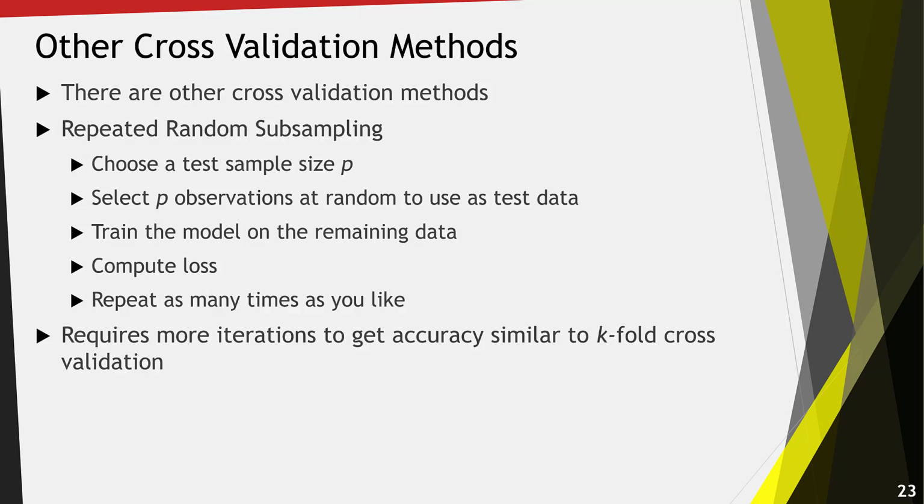Another alternative is repeated random subsampling. In this method, you're again going to choose a test sample size of p. You'll randomly select p observations to use as test data, and then train the model on the remaining data, compute the loss function on the p observations you held out. Unlike leave p out cross-validation, you don't repeat this for all possible combinations, you just repeat as many times as you would like. Repeated random subsampling is a somewhat computationally attractive method, but it requires a lot more iterations to get the same accuracy as k-fold cross-validation, which is why k-fold cross-validation is generally the preferred method of cross-validation.